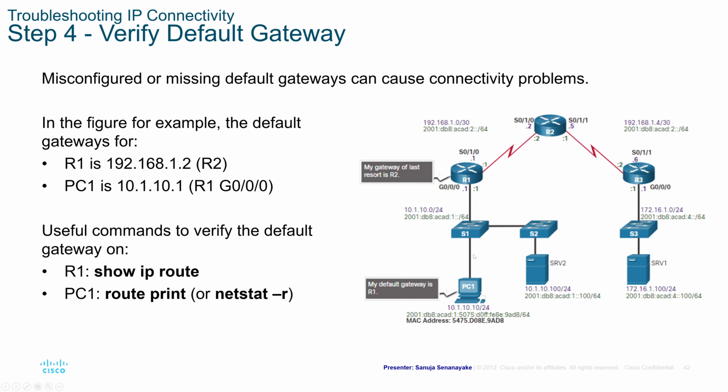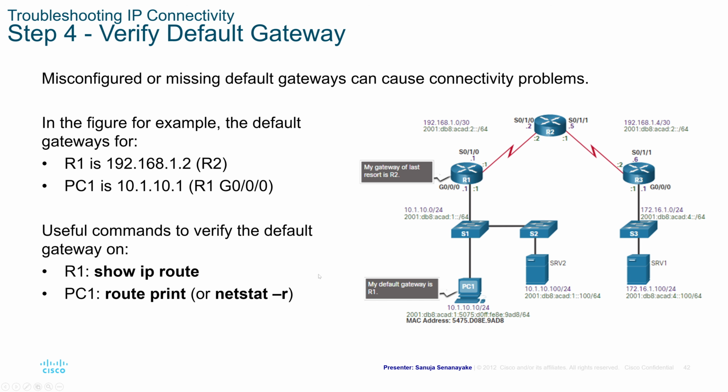Verify default gateway. That's Step 4. Misconfigured or missing default gateways can cause connectivity problems. In the figure, for example, on the right hand side, the default gateway for R1 is 192.168.1.2, which is R2, right? Yep, R2. The default gateway for PC1 is 10.1.10.1, which is R1 G0/0.